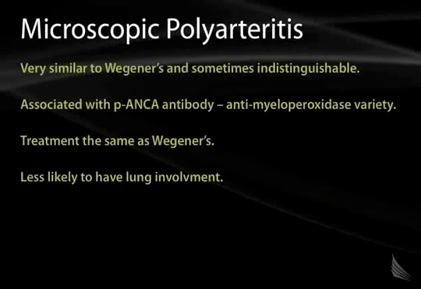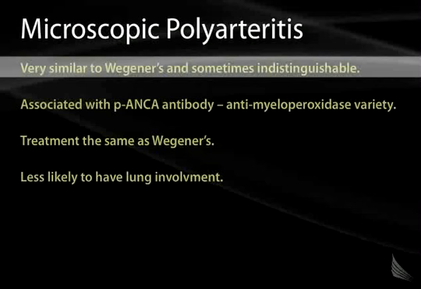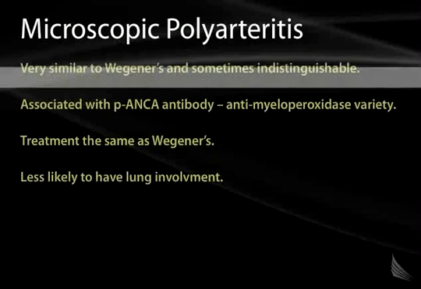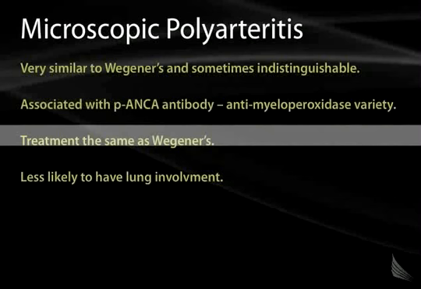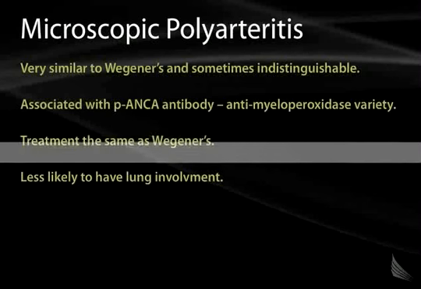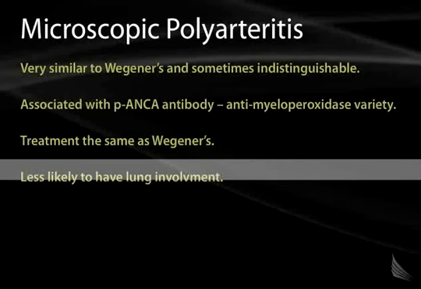Microscopic polyarteritis is very similar to Wegener's granulomatosis and can sometimes be indistinguishable. It is associated with P-ANCA and anti-myeloperoxidase. The treatment is very much the same as Wegener's granulomatosis. The distinguishing clinical feature between microscopic polyarteritis and Wegener's disease is that it is much less likely to have lung involvement.